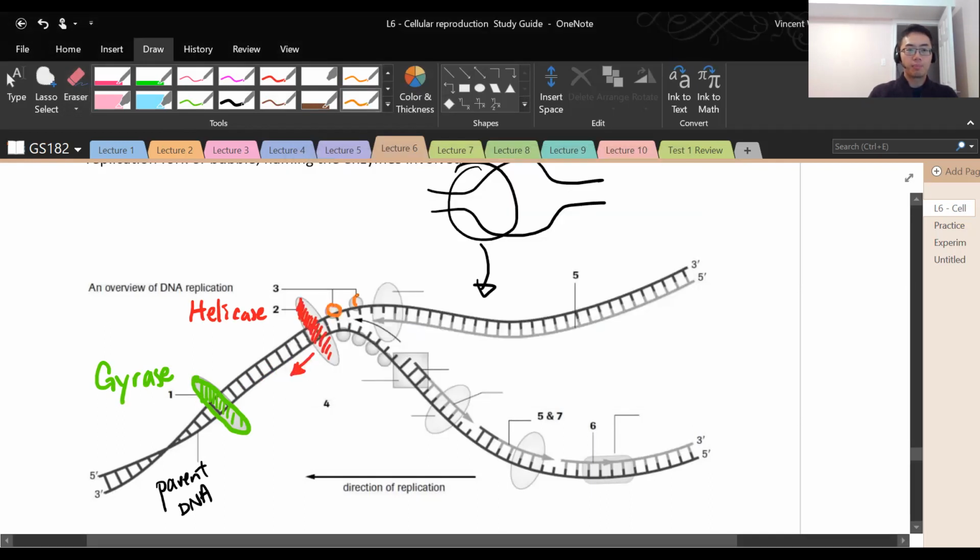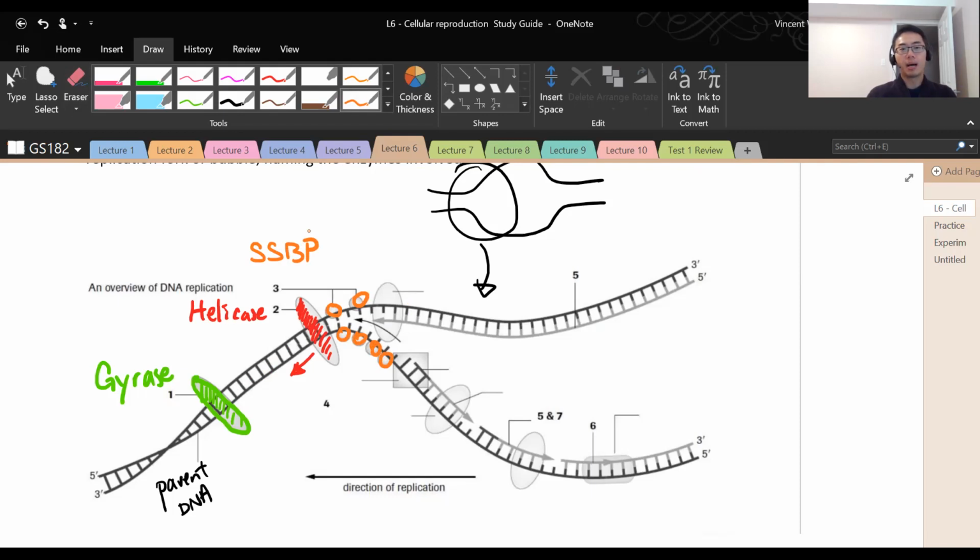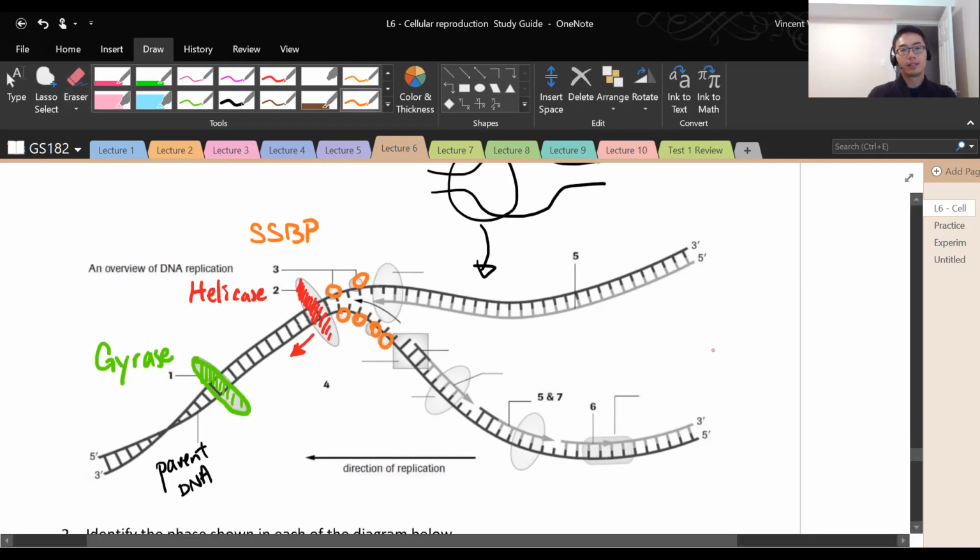That's why we need these orange balls. What are the orange balls? They are the single-stranded binding protein, which keeps the strands from reannealing. You don't want them to come back together.